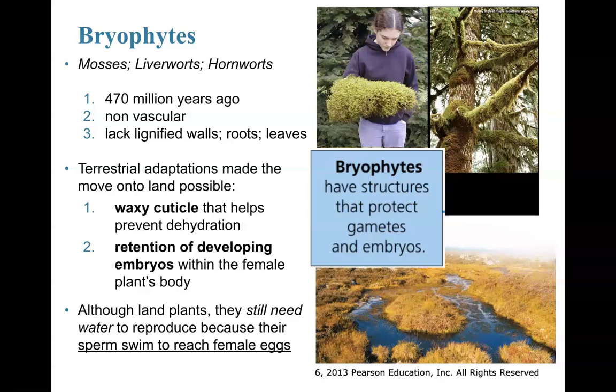So they still need water to reproduce. That event is still going to require a complete aquatic environment. It doesn't happen on dry land because the sperm is going to need a medium in order to reach the female eggs. The sperm needs to swim through that environment, through the water that it's going to be immersed in.